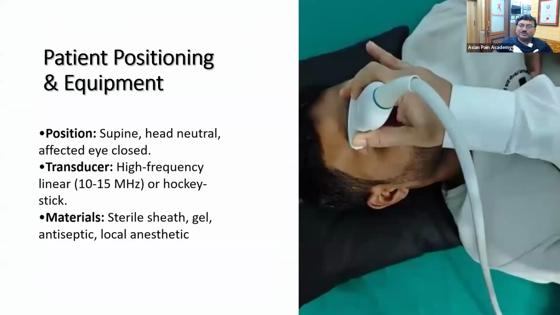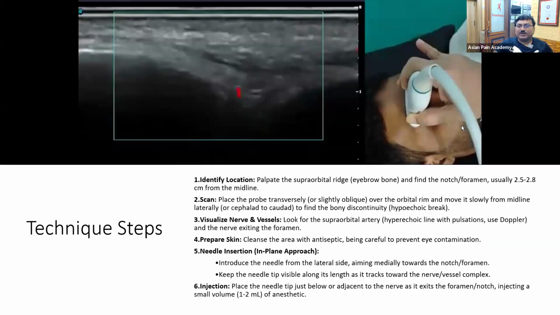Now for patient positioning, the patient should usually be supine, and you can keep the head straight or slightly to the opposite side, it doesn't matter, and use either a hockey stick probe, which is a high frequency probe, or a high frequency large probe. The advantage of the hockey stick is that its footprint is very small, so there are more possibilities that you will be able to put the probe in line. Otherwise you have to put the needle out of plane, but it doesn't matter because it is a very superficial nerve, so going in plane or out of plane doesn't cause much problem. And all sterile things should be required.